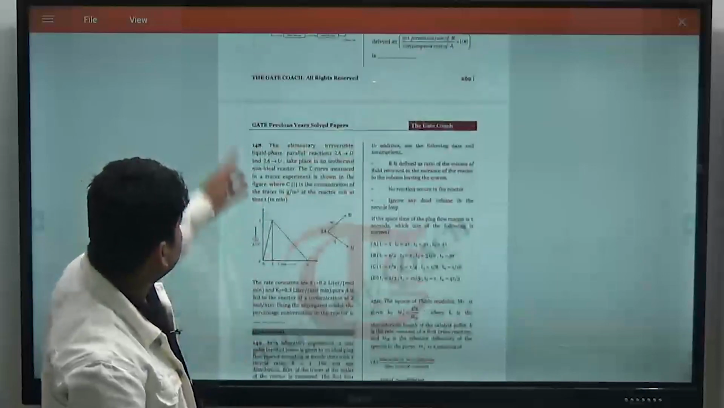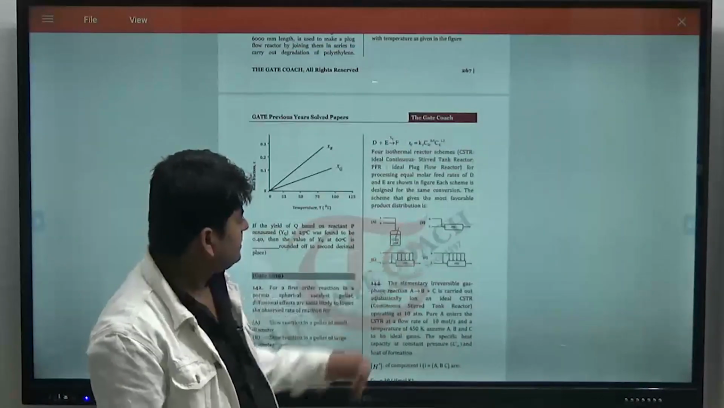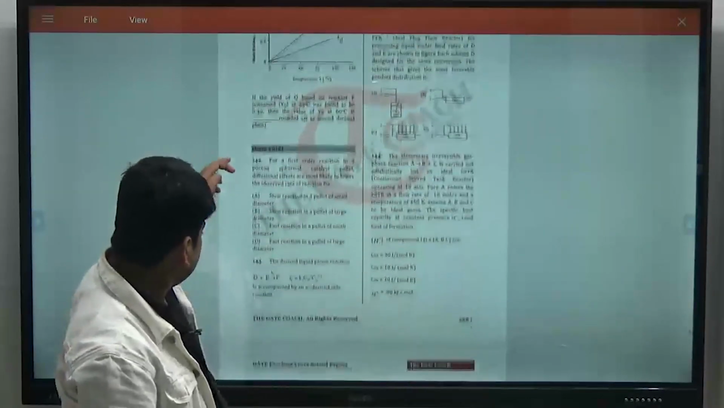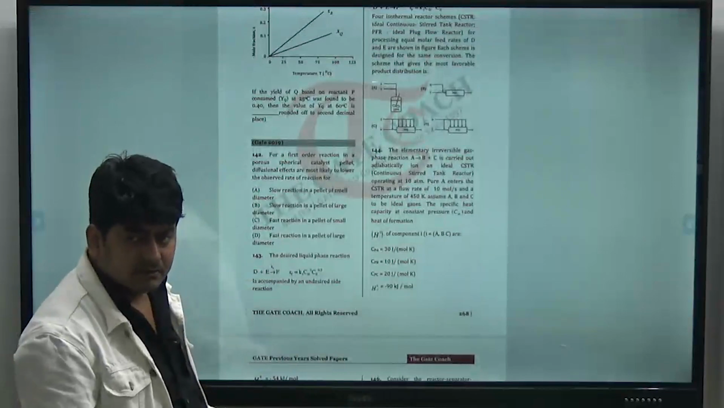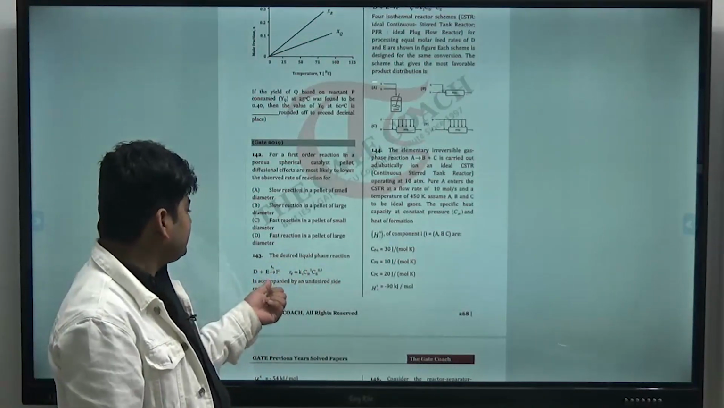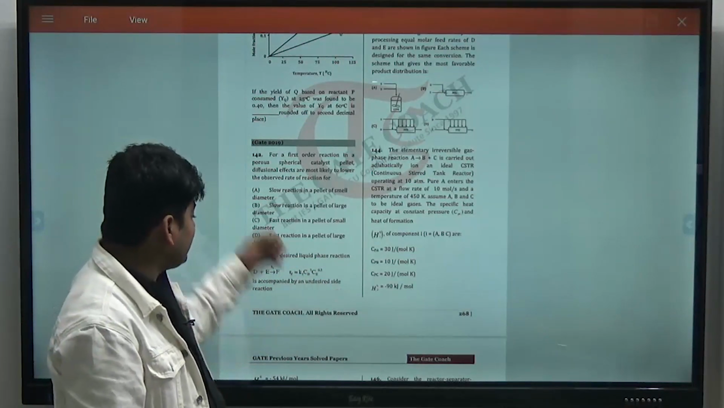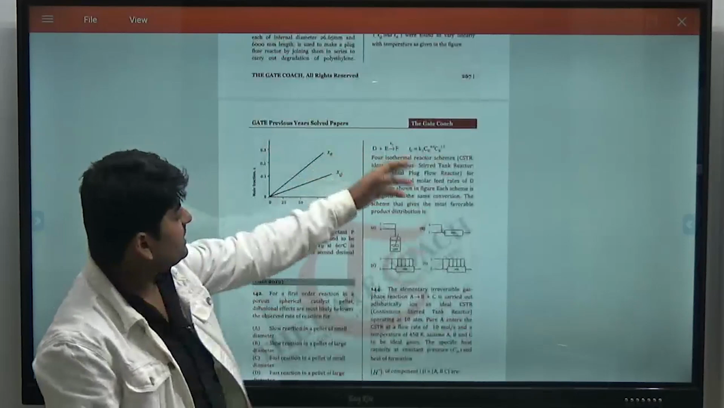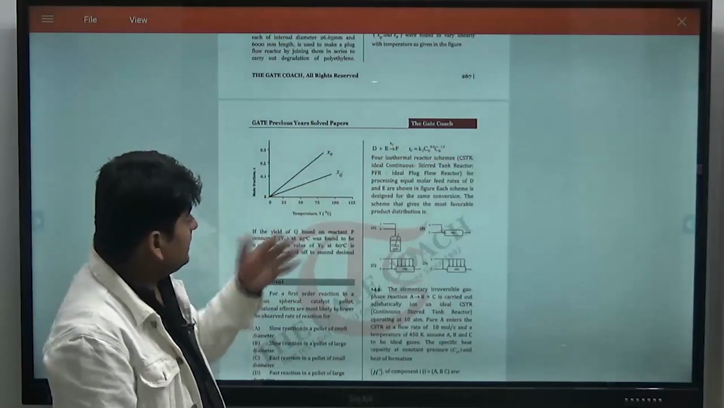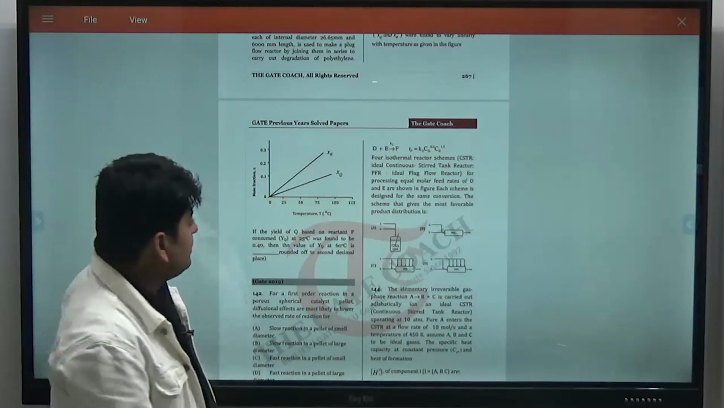Actually, last to last year's paper, this was the question for 143. For the desired liquid phase reaction D plus E gives F, this is accompanied by an undesired reaction. We have these 4 options. Which one will be the most favorable?